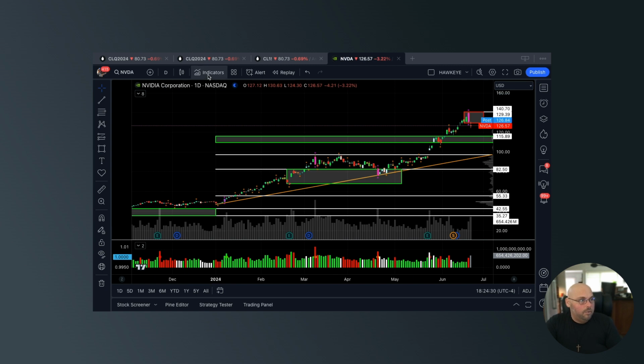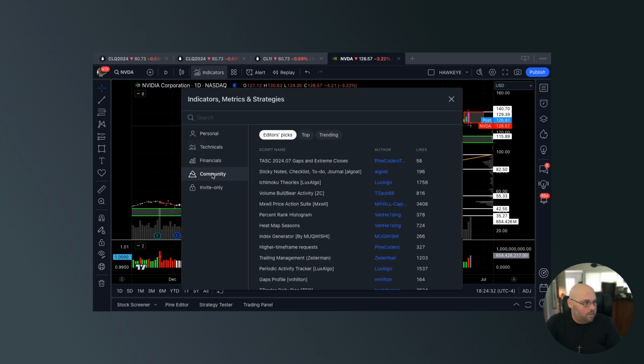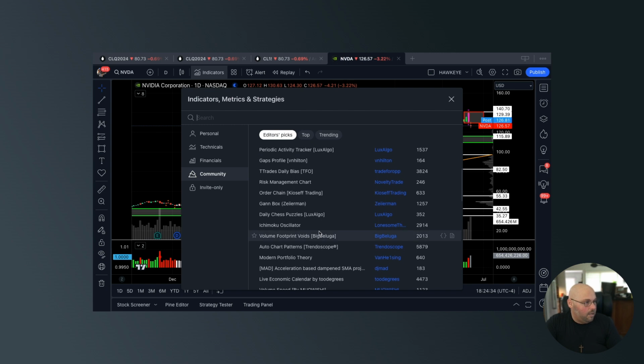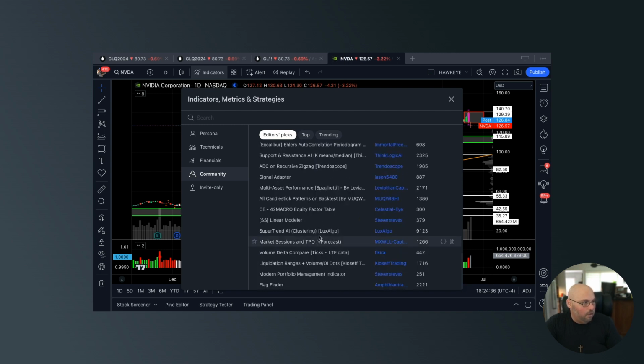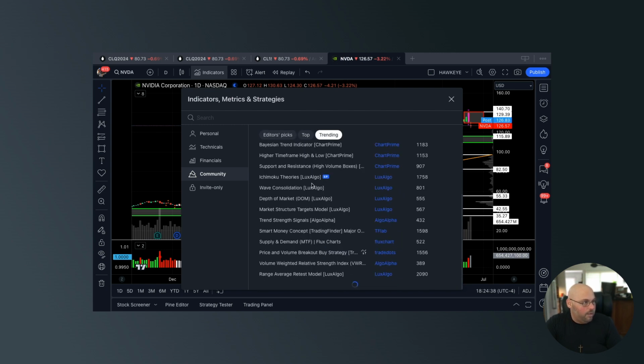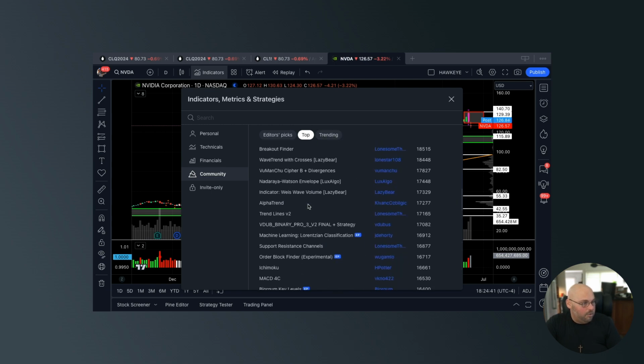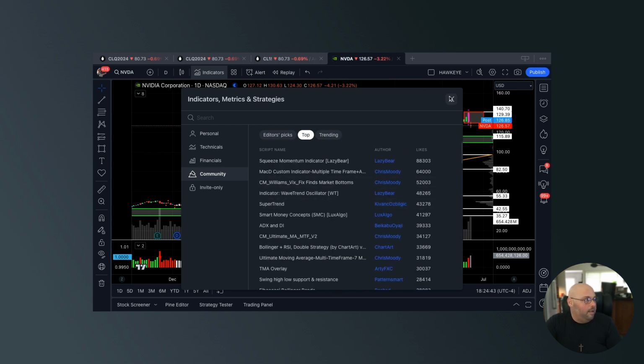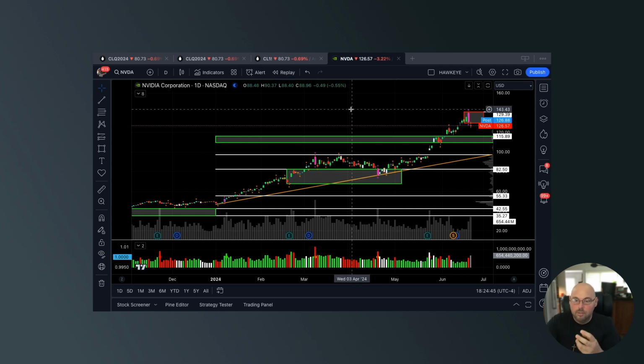You can go to indicators here, and you can go to community scripts, and this goes on forever. You just pick the ones you want, trending, top ones. There are just so many here. And what most people don't realize is indicators are populated off of what's already printed, okay? An indicator is simply taking something somebody coded and making it populate on your screen. I always compare it to a watch, right? This is a wristwatch, this is an Apple Watch, okay?